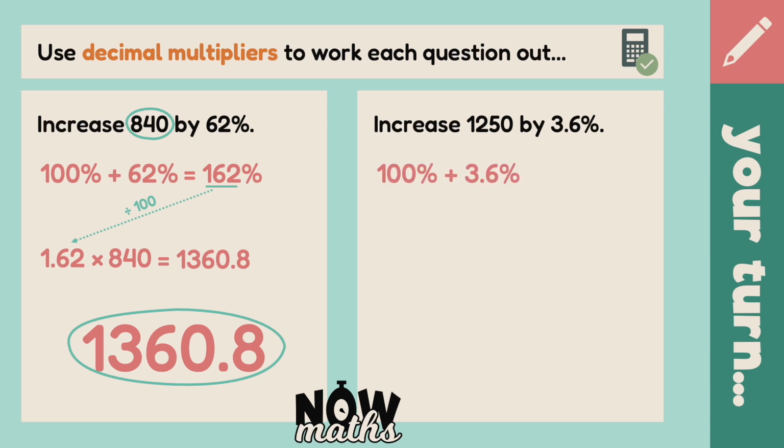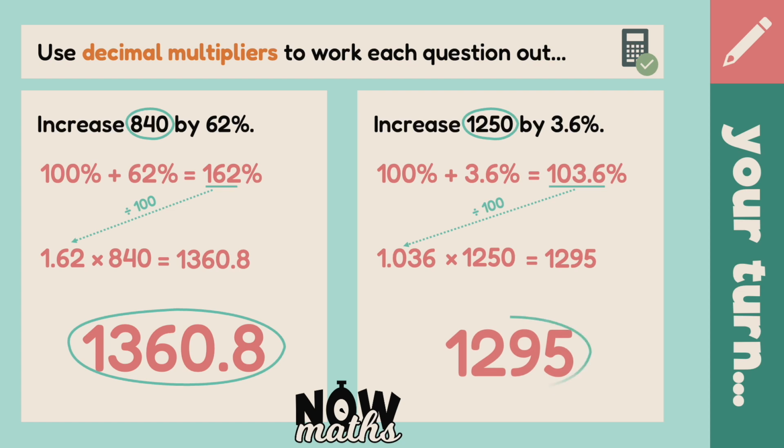Now for the question on the right, we're increasing by 3.6%. So starting at 100%, we need to add on an extra 3.6% to give us 103.6%. Now 103.6% as a decimal is 1.036. So to increase 1,250 by 3.6%, we multiply 1.036 by 1,250 to give us 1,295.